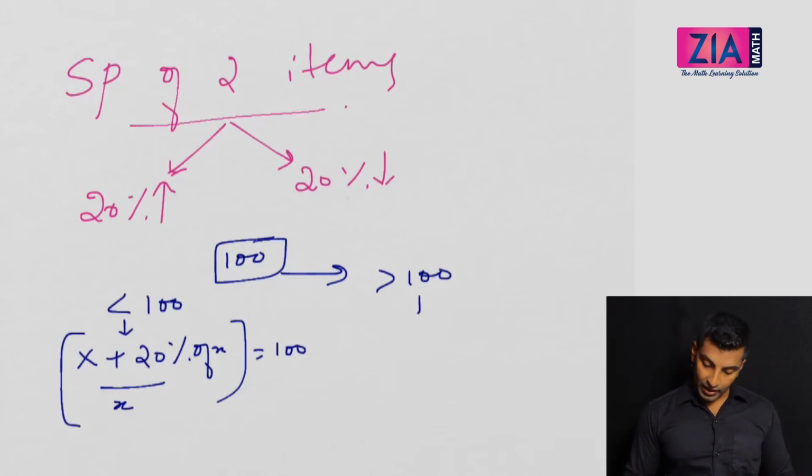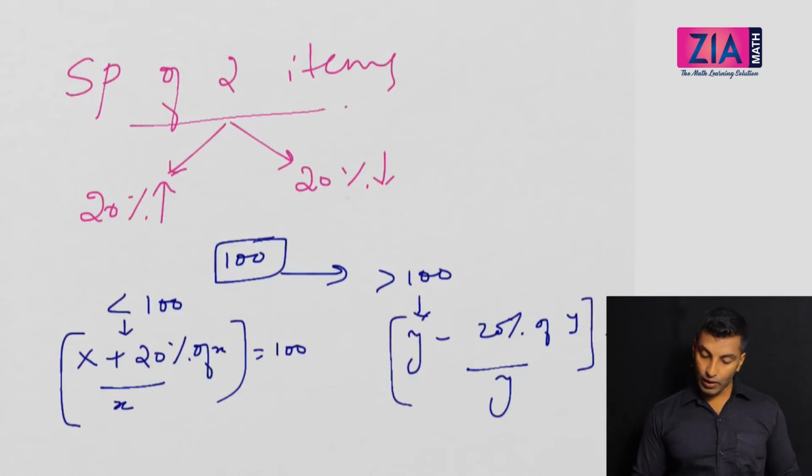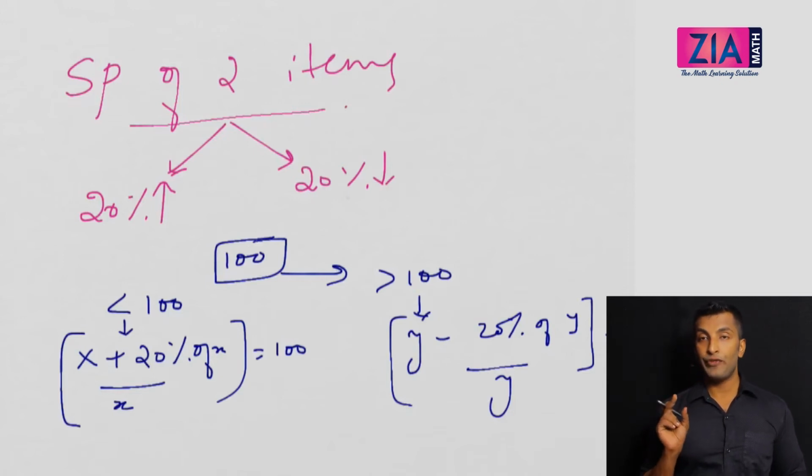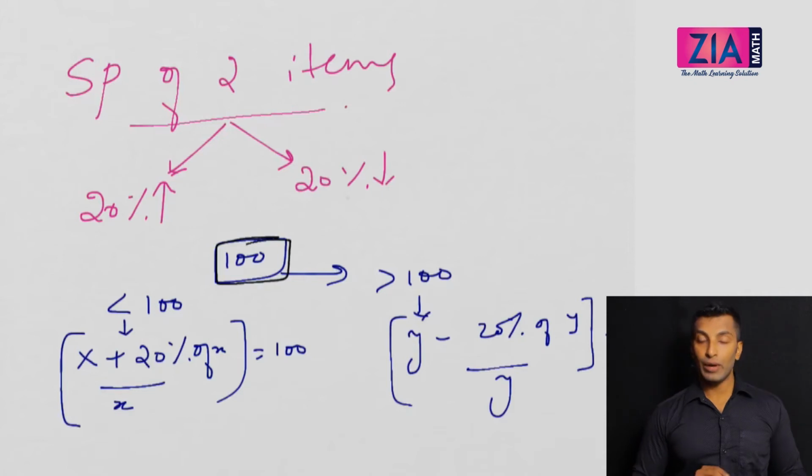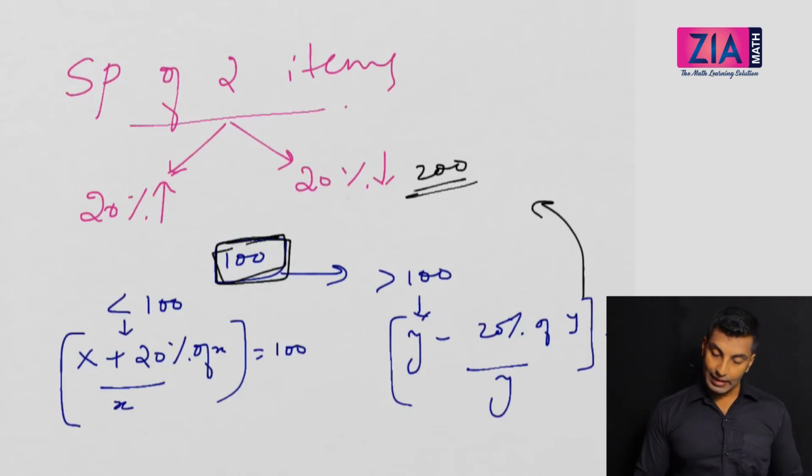So you can find X. Similarly, here another cost price, that is Y, minus 20% of Y, is equal to again 100. So you can find Y, and after finding X and Y, you can find the effective cost price. Now the selling price is given as 100 rupees each, so effectively 200 rupees is the selling price. If you calculate this, you will get the cost as definitely greater than 200.